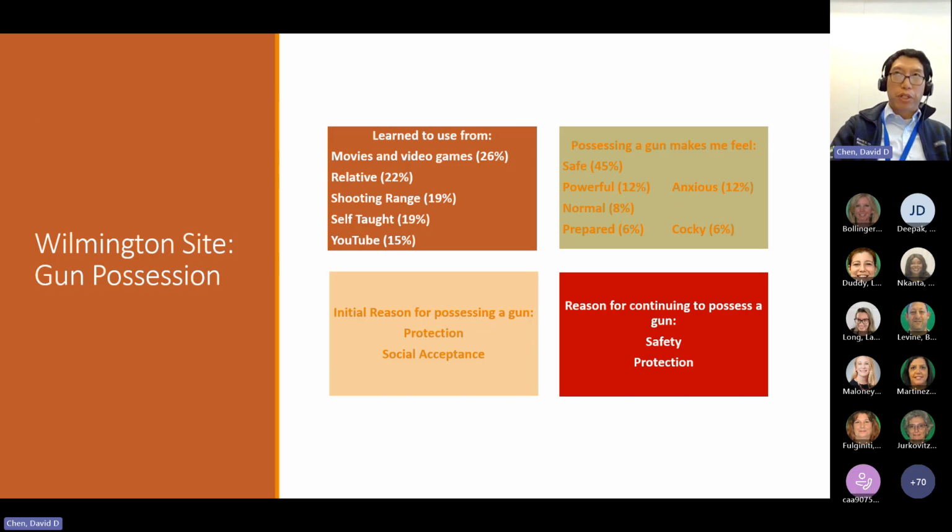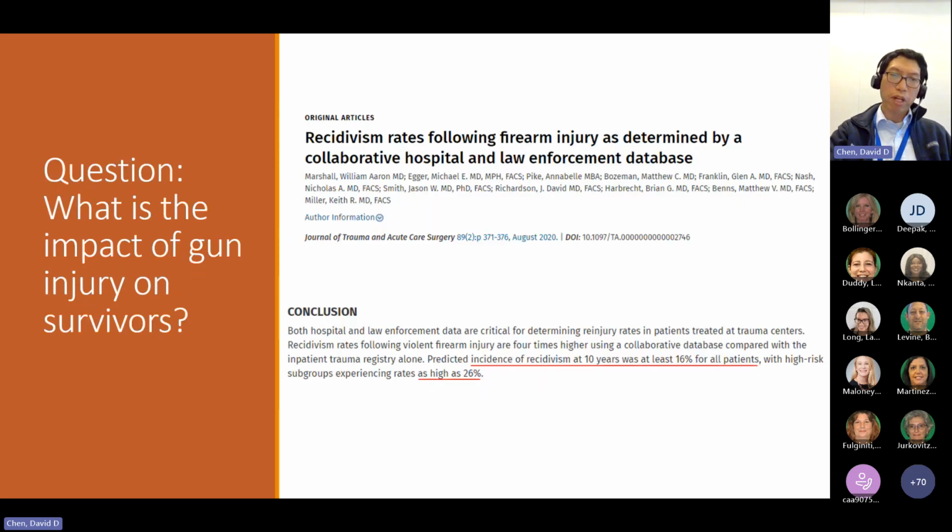So in terms of where these persons learned how to use this, one thing that was stunning was the rate that learned how to use the firearm from YouTube itself, or from media or other social contexts. And again, one of the main reasons for continuing to possess the gun being for safety and protection, right? So now we're going to go into some of the biology as well as the clinical consequences of firearm ownership and injury here. So on a macro scale, what's the impact of gun injury on the survivors themselves?